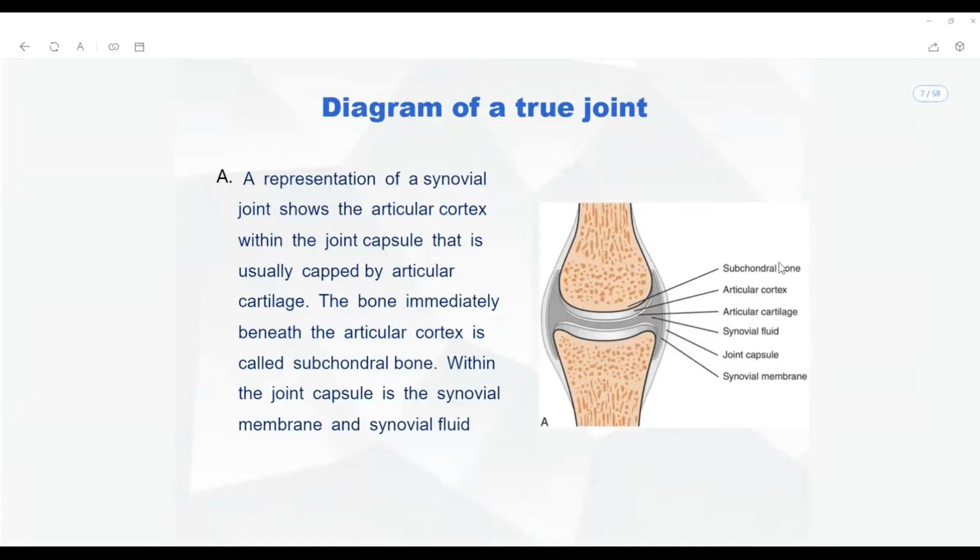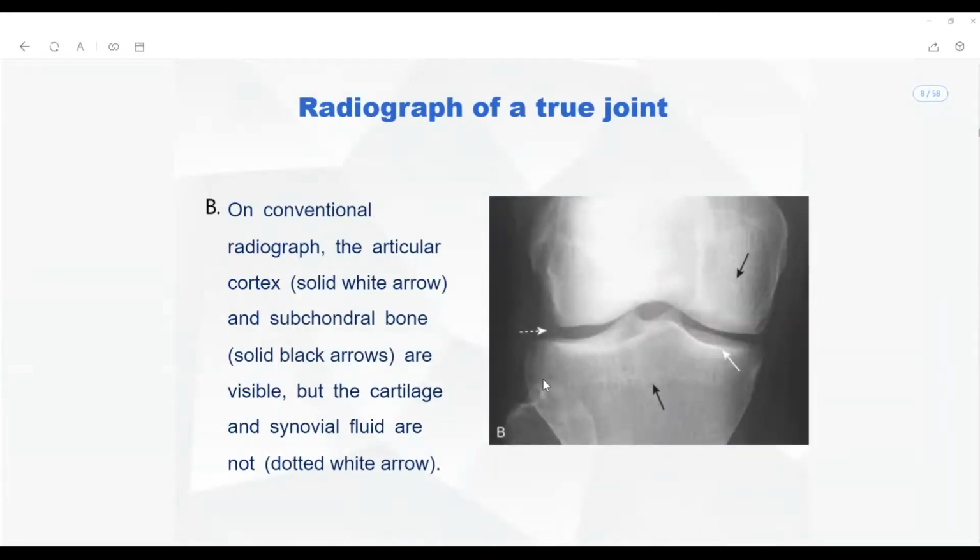Right now, in the radiographs, we are going to look at this. You see here, can somebody tell me what is this joint? What kind of a joint is this?